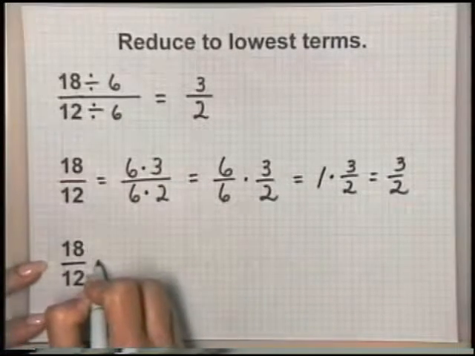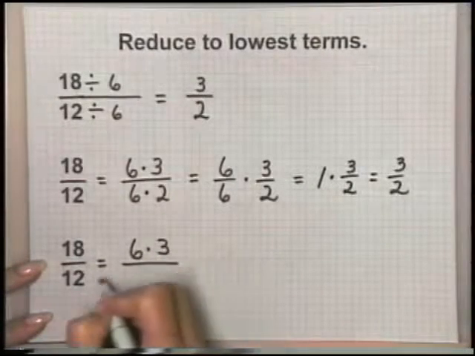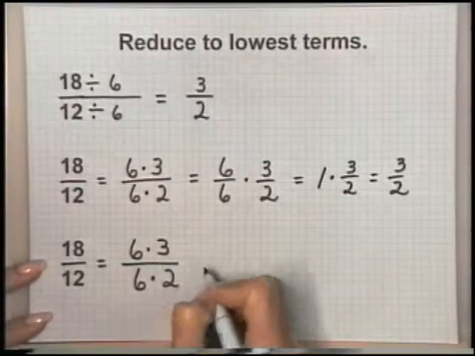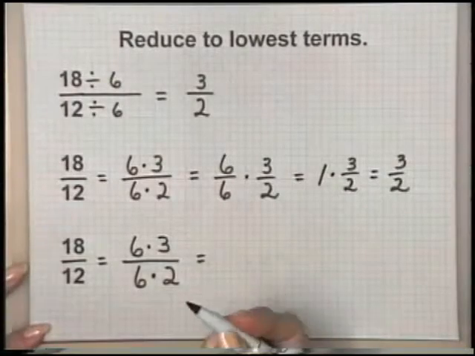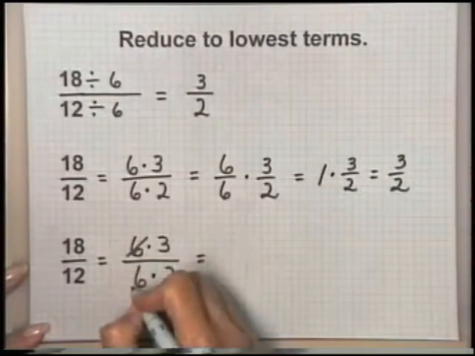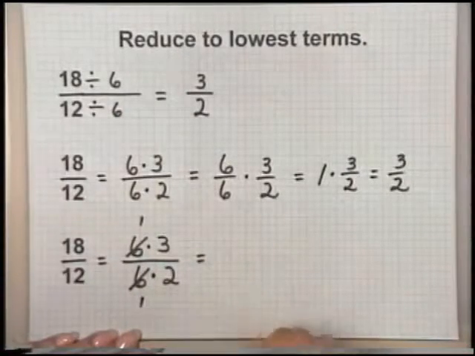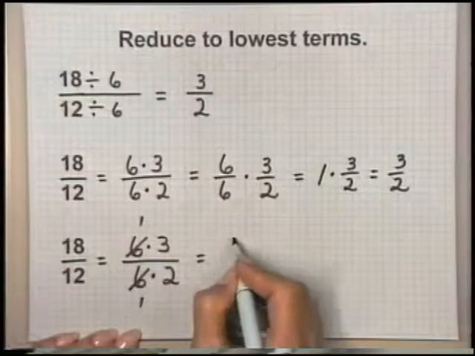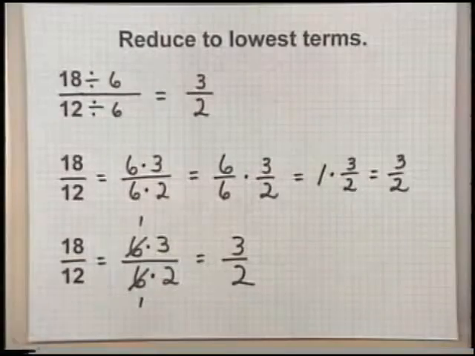Elaborating on the second way, I could take the 18 and say that it's 6 times 3 over the 12, which is 6 times 2. Since there's a common factor of 6 in the numerator and denominator, I could divide out the common factor, thinking 6 goes into 6 once, 6 goes into 6 once. I'm left with 1 times 3 over 1 times 2. Dividing out the common factor is really a shortcut way of reducing fractions.